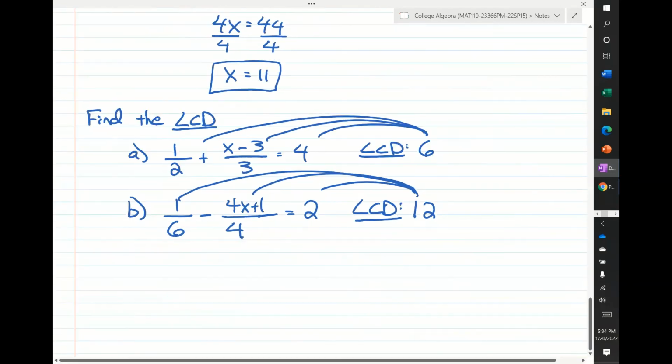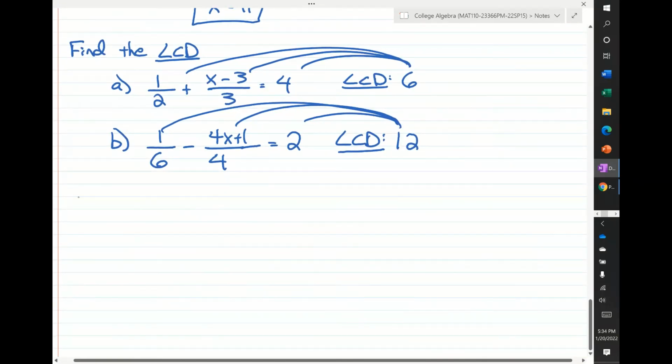To finish up this section, I wanted to talk about what are called types of equations.